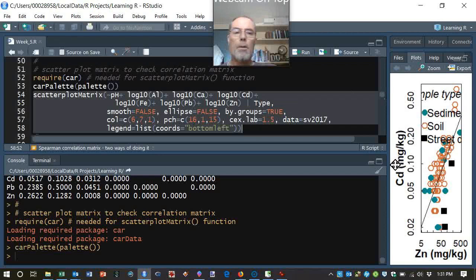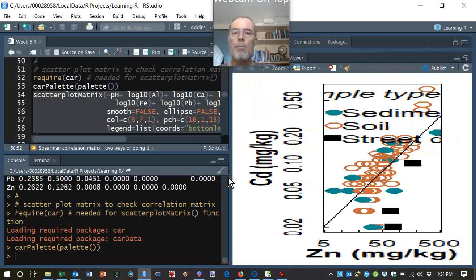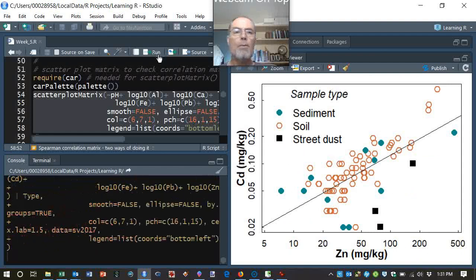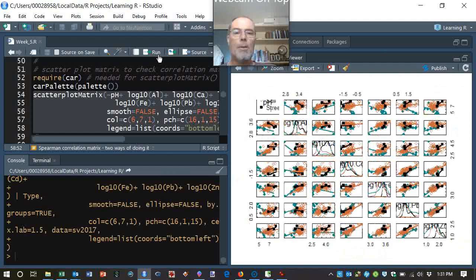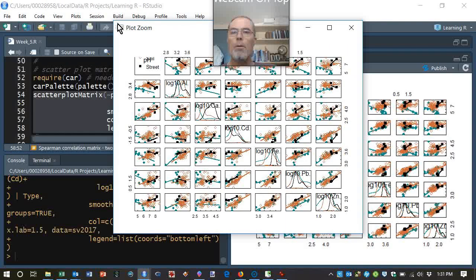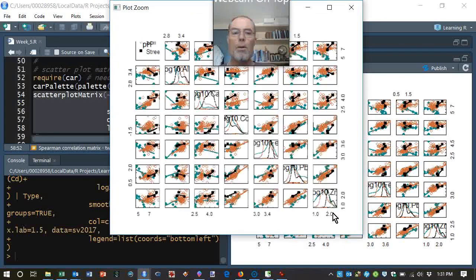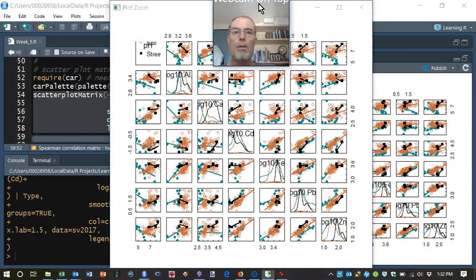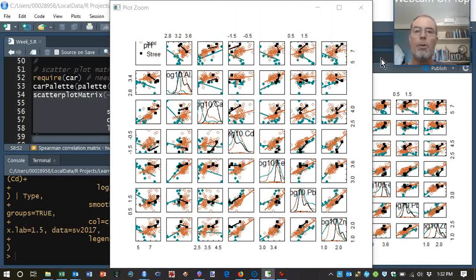Okay, before I do that, let's make the graphics window a little bigger so it all fits on. All right, so there's our scatterplot matrix, and we can see it looks a little messy. Let's zoom that out a bit and put it in a big window. Sorry, but I am getting in the way there, so bye-bye Andrew for a moment.